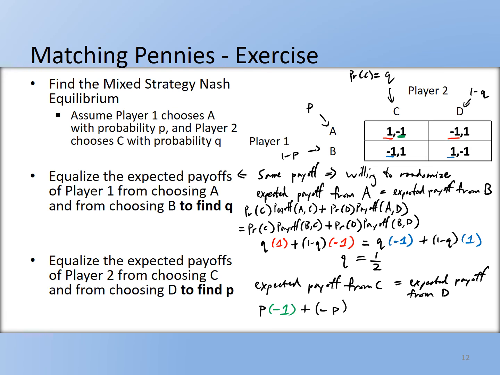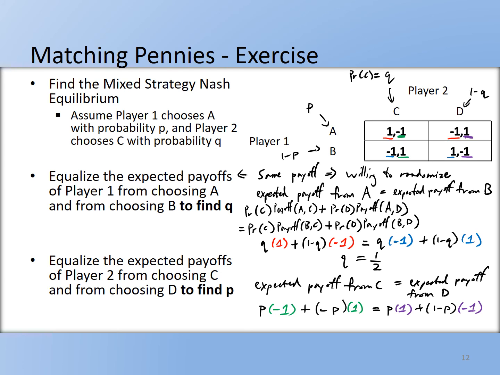If player 1 uses action A and player 2 uses action C, what does she get? Okay, let me use green. She gets -1. Right? And then if player 1 chooses action B, which happens in 1 minus P case, and player 2 chooses action C, okay, then we have 1. Right.